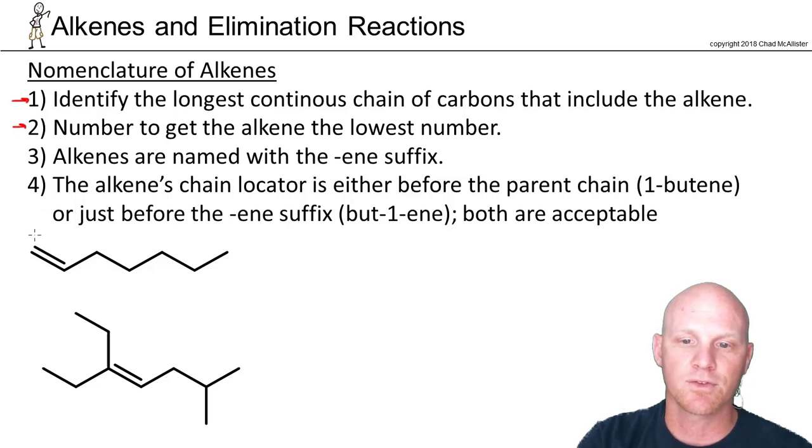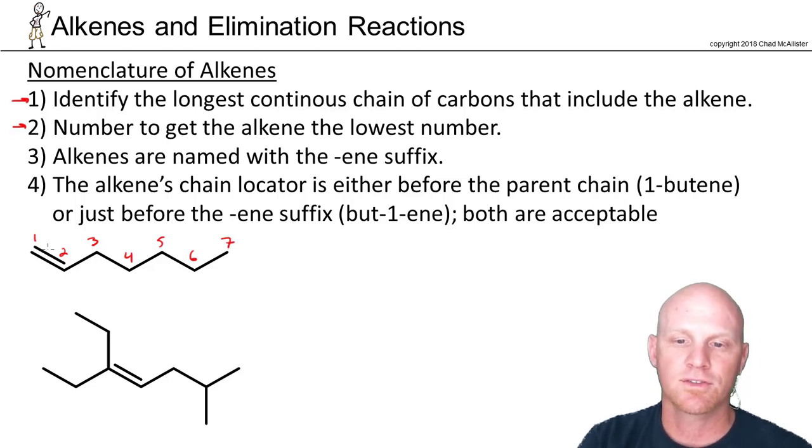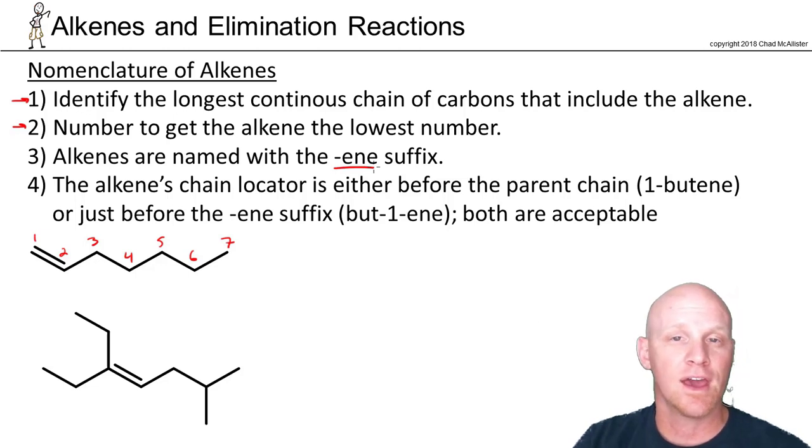So in this case, we'd number this one left to right. 1, 2, 3, 4, 5, 6, and 7. So if you notice the alkene here is between carbons 1 and 2, you always give it the lower of those two numbers. So in this case, carbon 1. We're going to name the alkene with an ene suffix. So a 7-carbon alkane will be heptane. A 7-carbon alkene is going to be called heptene instead.